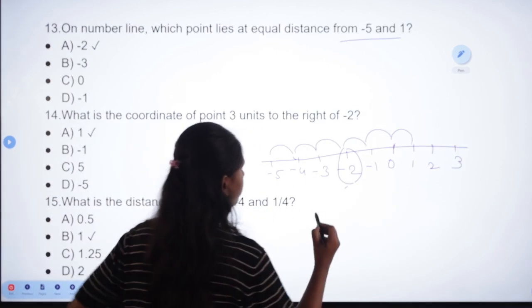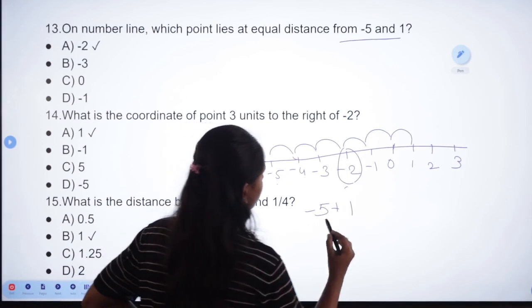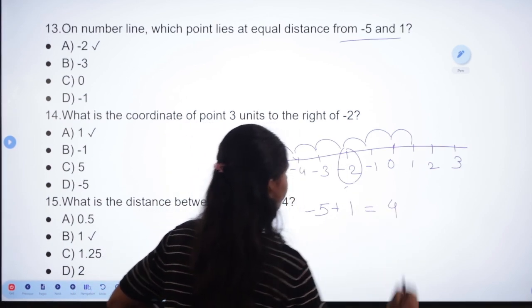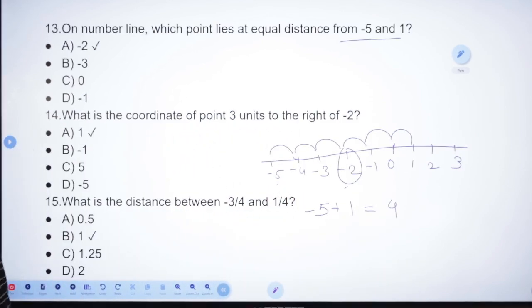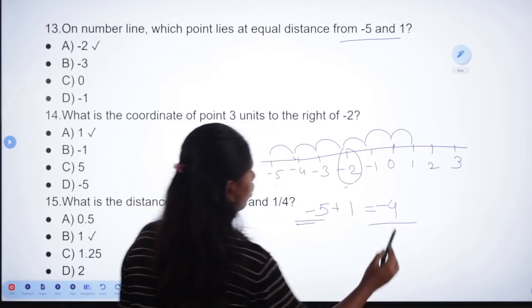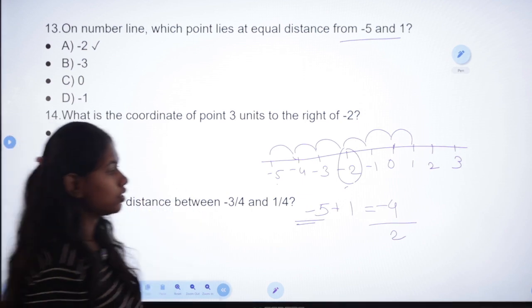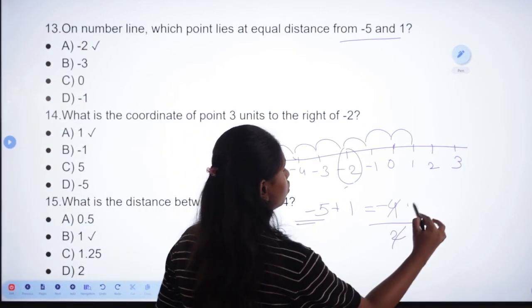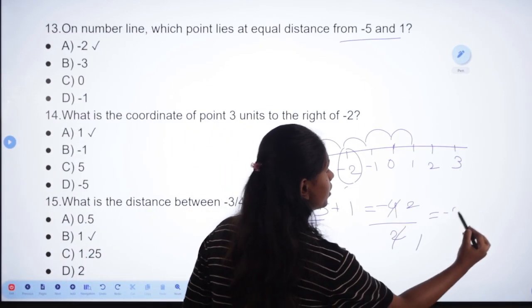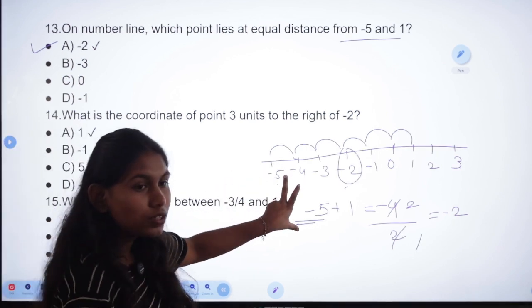And the other formula, that is this 5 plus this 1. You will get it as 4. But which 4? -4. Why? Sign of bigger number. Then you have to divide it by 2. Why? Because you have to find the equal distance. Then 2 1s are 2, 2 2s are 4. The minus sign will remain same, and you will get it as -2. So which is your correct option? That is -2. So these are the two methods.